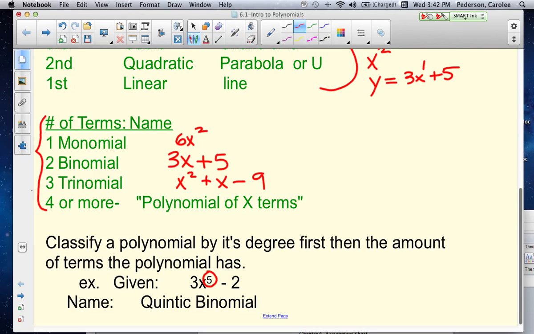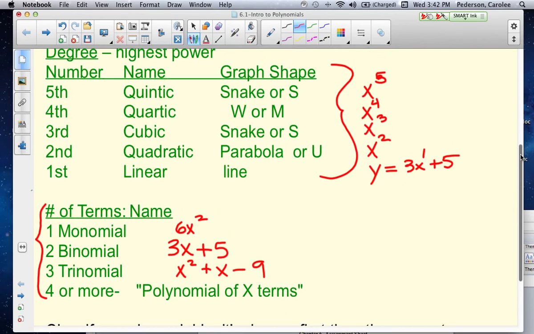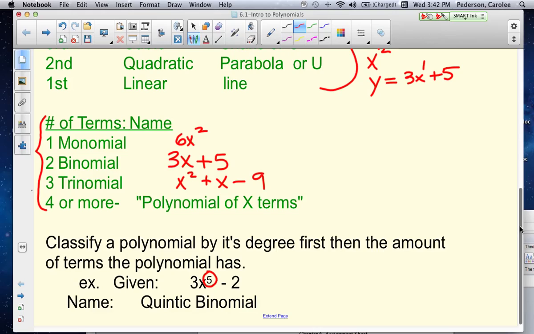So if we go up to our chart, a fifth degree polynomial is called a quintic. So that's this name right here. And then we go next. How many terms does it have? It has a term here and a term there. So we go and look at how many terms it is. It's a binomial. So it is called a quintic binomial. We're going to practice this on the next slide.